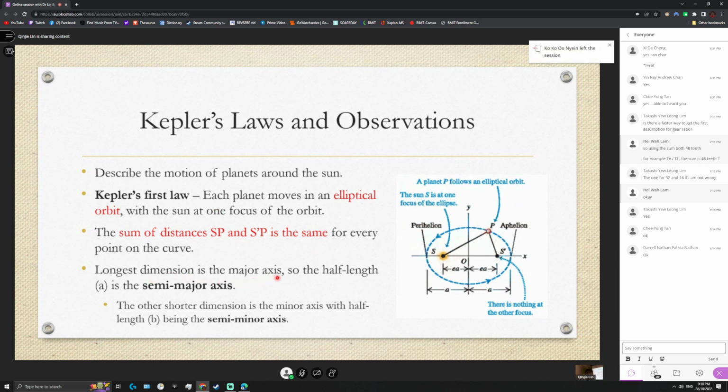The longest dimension is the major axis. So half the length is the semi-major axis. This is the major axis that we are talking about, from the left to the right. This is the major axis, the red line. So this A down here is the semi-major axis. Then the minor axis is actually this one.